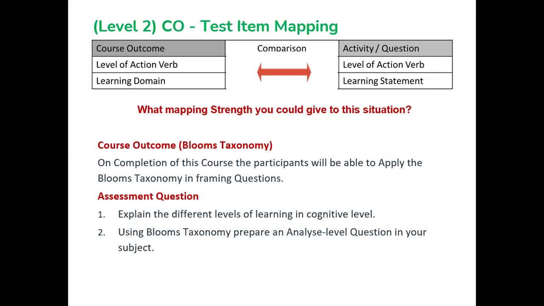My second question, what is the level according to Bloom's taxonomy? Can somebody suggest what is the level? Level 3. Some answers are coming as level 3, sir. Level 3, of course, because using Bloom's taxonomy, you prepare an analyze level question in your subject. That means you are using Bloom's taxonomy and preparing a question. So that is level 3.